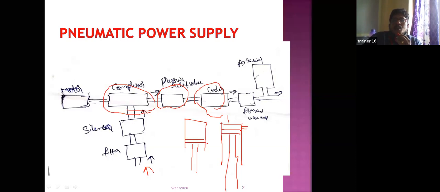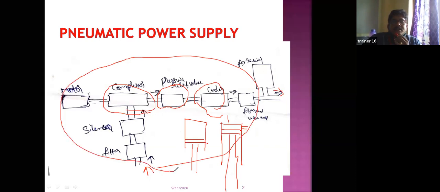Here we are storing the compressed air, and from this point, wherever we need, we can use it. So to prepare compressed air, these are all the things that are needed. To prepare pure compressed air, we store it in one device, a receiver, and from there we can use that compressed air wherever we need, maybe in industries or elsewhere. Do you understand? This is the pneumatic power supply.